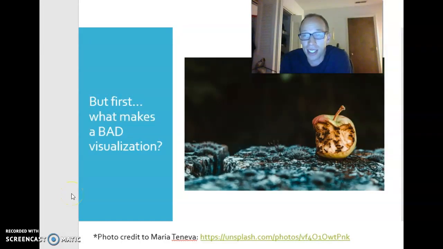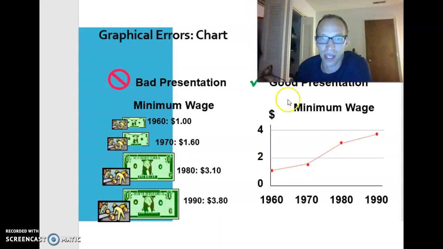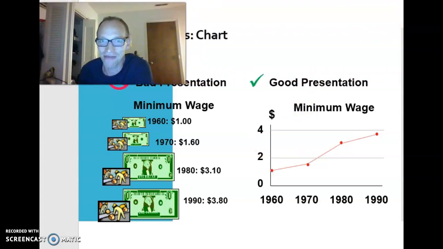And to be honest, it's a lot easier to talk about good visualizations by looking at bad visualizations. So let's take a look at some bad visualizations. Here is a case of minimum wages across time. You see two different visualizations of it here. My apologies, my picture is getting in the way there.